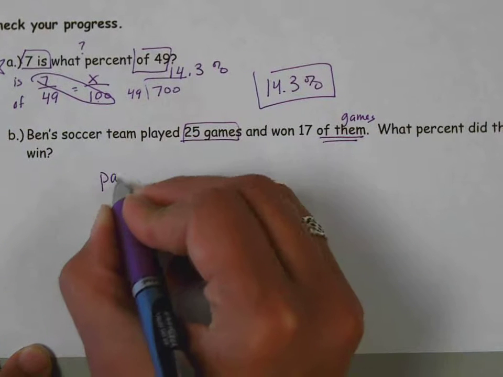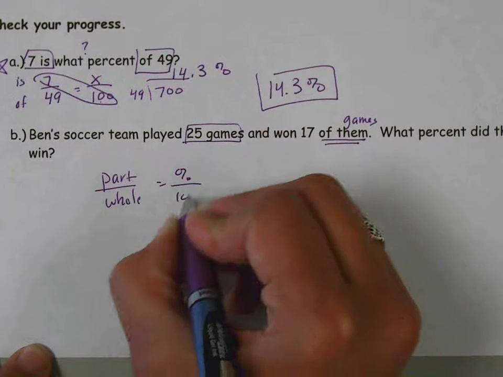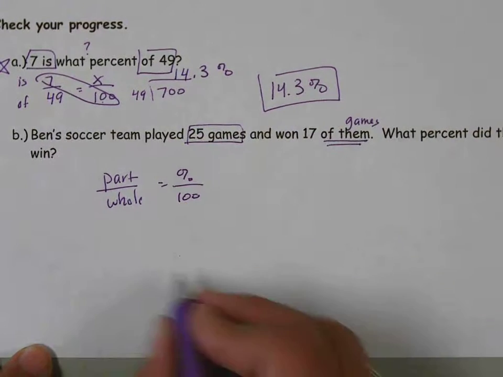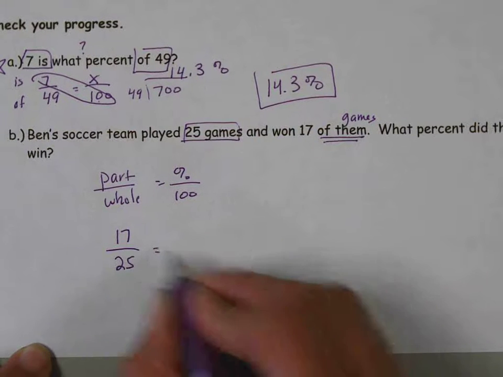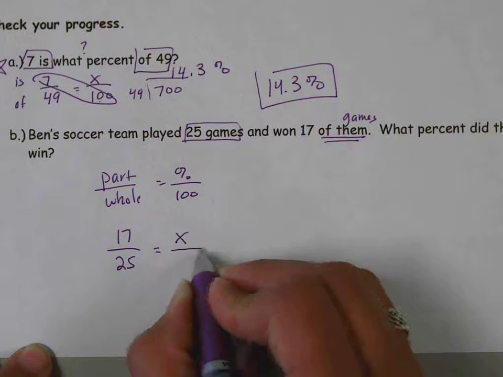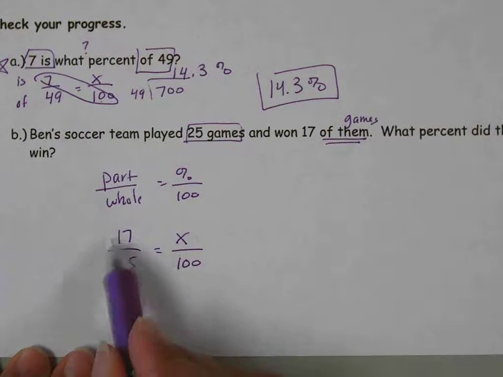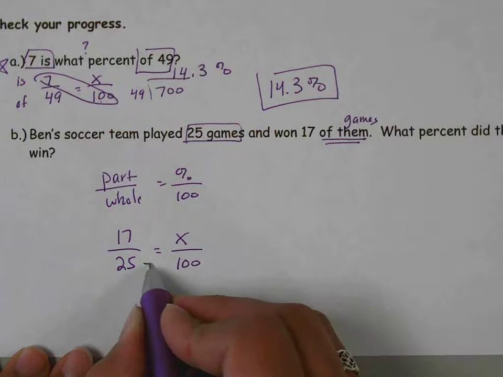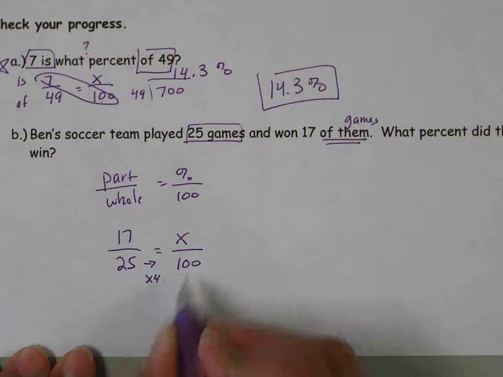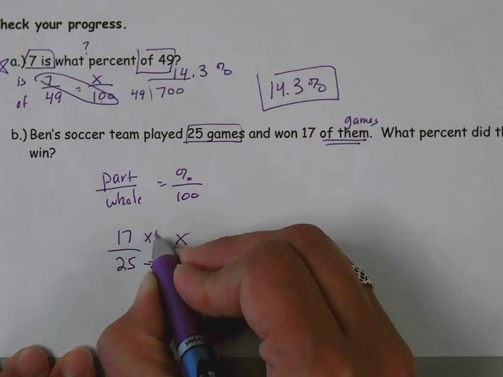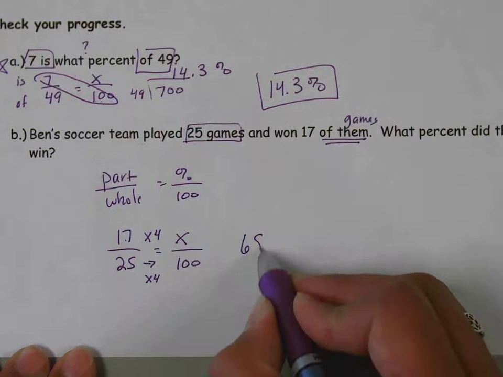So we have part over whole equals percent out of 100. The part is 17. The whole is 25. We do not know the percent, so x over 100. Now I could cross multiply and divide. However, I can see that I can multiply times 4 to get to 100, so I could multiply this times 4. 17 times 4 is 68%.